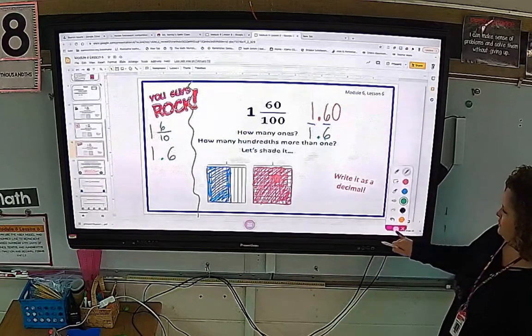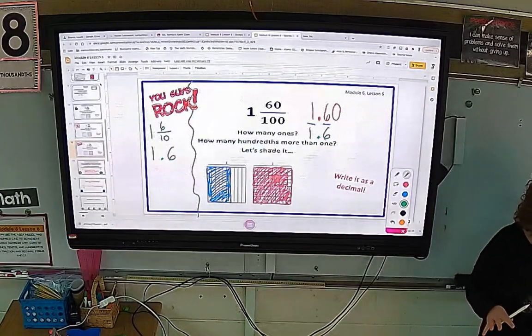I want to show you something else that's pretty neat. If you like math, this is kind of a neat way to also look at this.